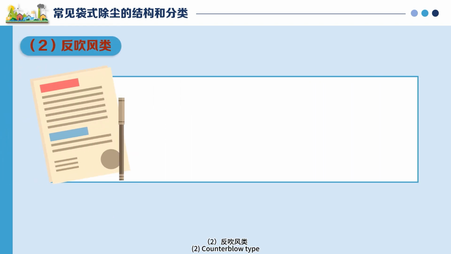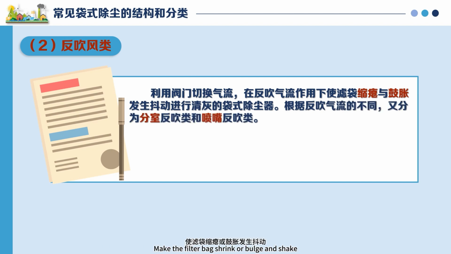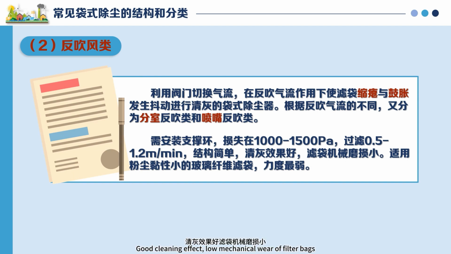2. Counterblow type. Using a valve to switch the airflow, under the action of reverse blowing airflow, the filter bag shrinks or bulges and shakes. Bag filter for dust removal. According to the difference in reverse blowing airflow, it can also be divided into chamber back blowing and nozzle back blowing categories. A support ring needs to be installed. The loss is between 1000 to 1500 pascals. Filtering speed 0.5 to 1.2 meters per minute. Simple structure, good cleaning effect, low mechanical wear of filter bags. Applicable to glass fiber filter bags with low dust viscosity and the weakest strength.